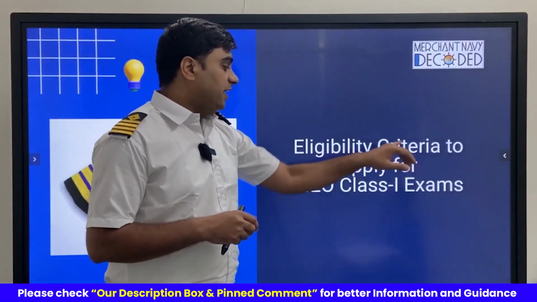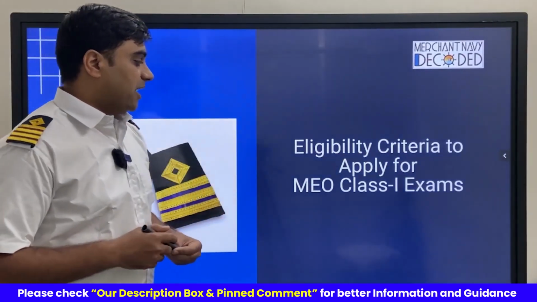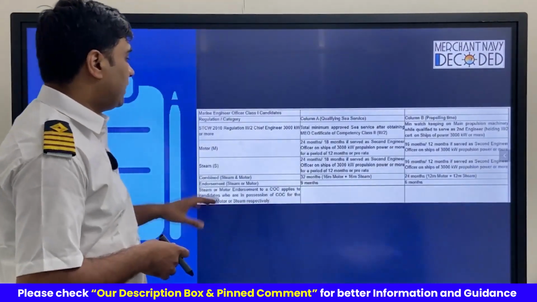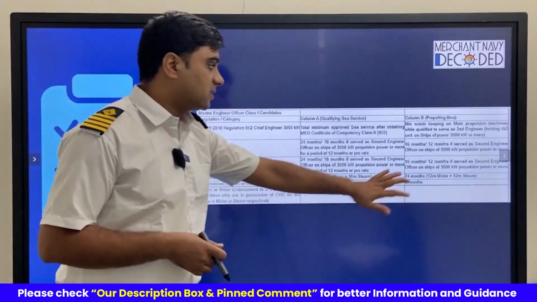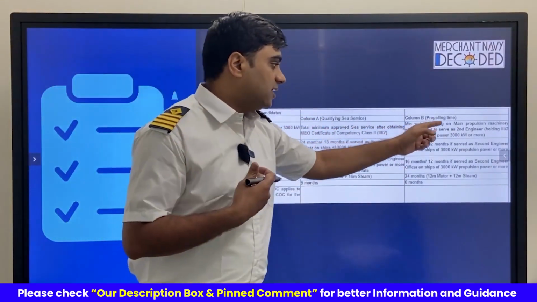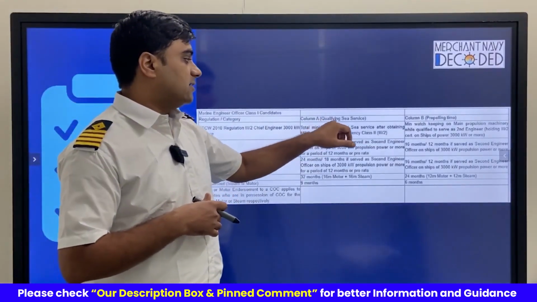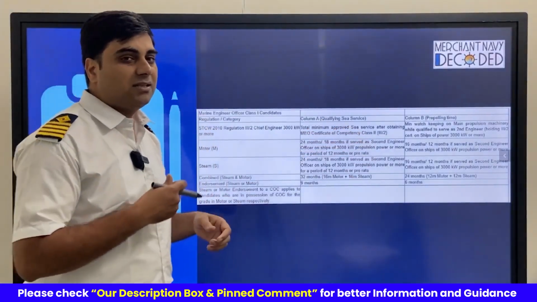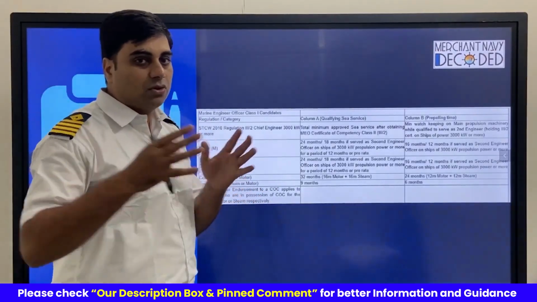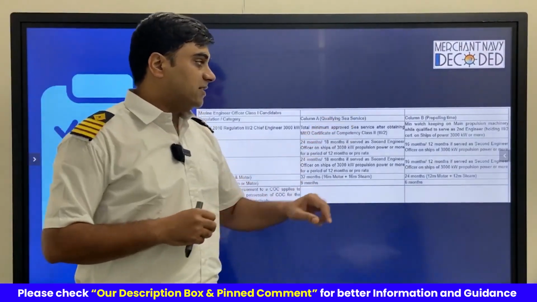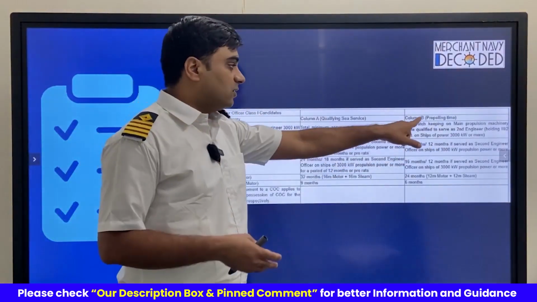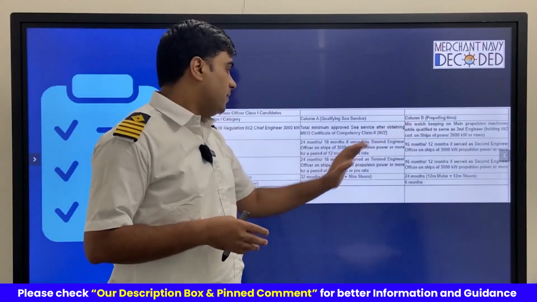So the eligibility criteria to apply for the MEO class 1 exam. What is the eligibility criteria? As we can see in this column, either we are qualifying as per column A or as per column B. Column A is your qualifying sea service, that means the number of days from the day you joined the ship till you signed off. Those are your qualifying sea service. However, column B is the propelling, that means whenever your engine was running. So both the criteria should be met.